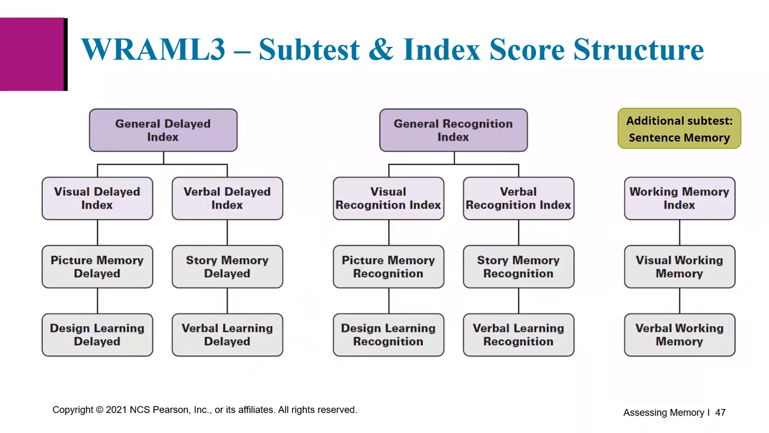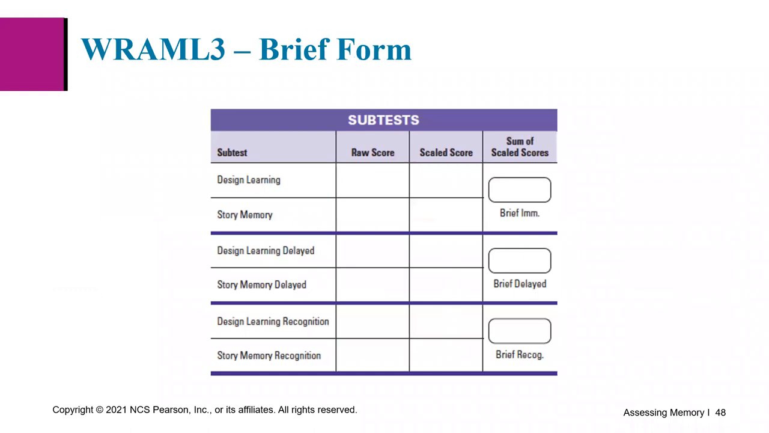This slide highlights the delayed memory components of the RAML 3. Notice that there are both recall and recognition tasks, each of which include both verbal and visual memory. And in addition, there are measures of both verbal and visual working memory. And remember that earlier we talked about the importance of distinguishing between problems with encoding, including follow-up consolidation and storage, and problems with retrieval. The RAML 3's brief form allows you to quickly determine where the problem lies by looking at immediate and delayed recall, as well as delayed recognition of both verbal and visual information.